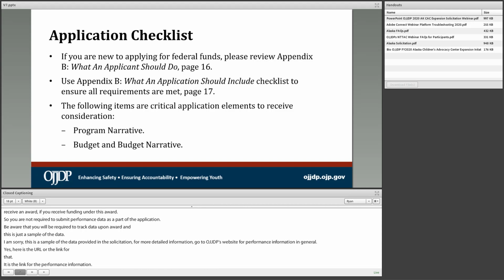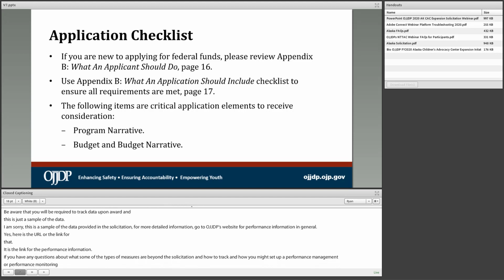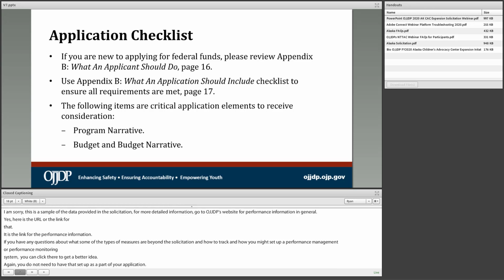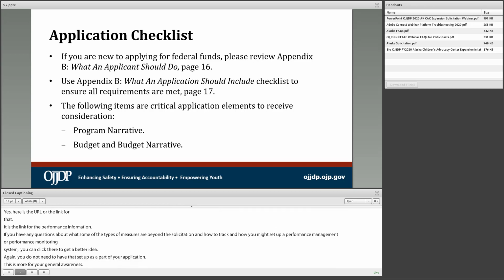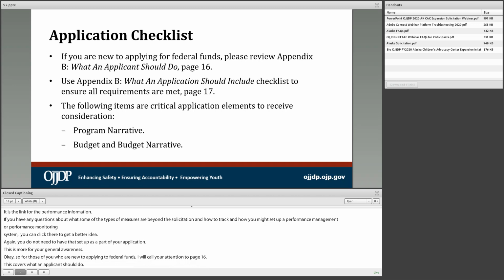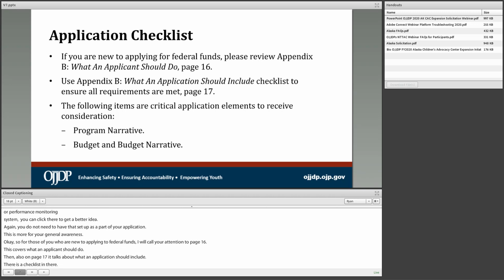Okay, so for those of you who are new to applying to federal funds, I'll call your attention to page 16, which covers what an applicant should do, and then also on page 17 what an application should include. There's a checklist in there, and our best advice is, when you've completed your application, to make sure you literally go through the checklist and check off each of the things required.